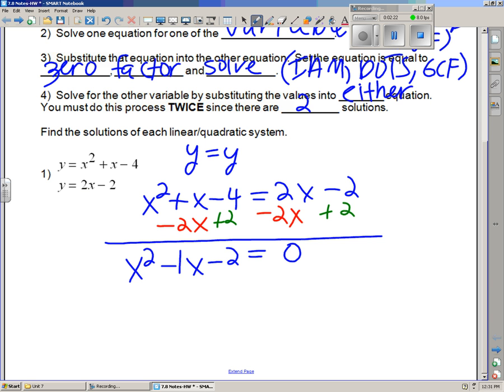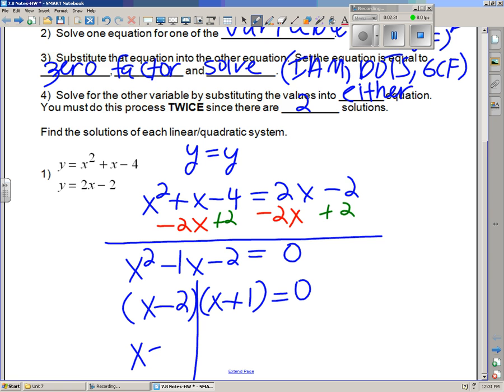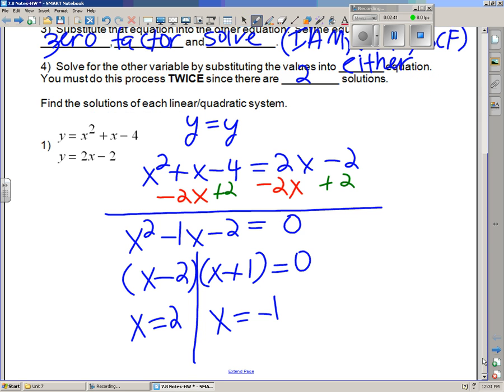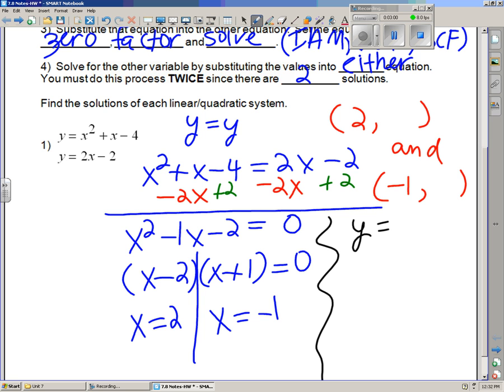Now you just need to factor this one. This is IM. X minus 2, x plus 1 equal to 0. Draw your wall. This side, x value would be 2. This side, the x value is negative 1. So what that means is you've got the beginning of two solutions. You know that one solution is going to be 2 comma something, and the other solution is going to be negative 1 comma something. We've got to figure out what those somethings are. So either equation is going to work to figure out what's missing. I'm going to go for the linear. I think that's so much easier.